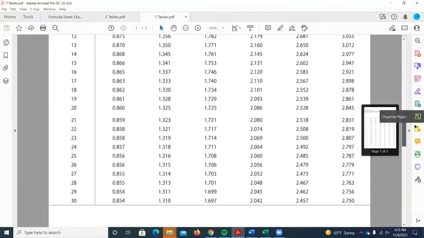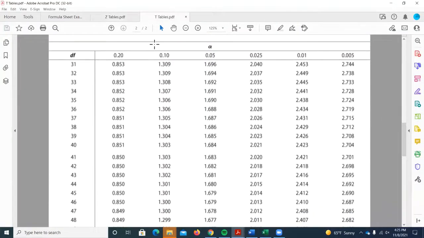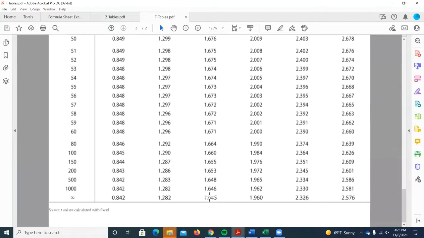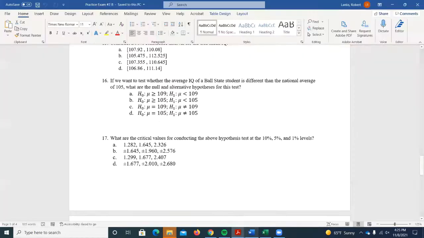here I could look up, instead of 0.1, 0.05, and 0.01, I'm dividing alpha by 2 for a two-tailed test. So I'd be looking at 0.05, 0.025, and 0.005. So I'll use those three columns. My standard normal values will be positive and negative 1.645, positive and negative 1.96, and positive and negative 2.576. So those would be these three critical values, or pairs of critical values.